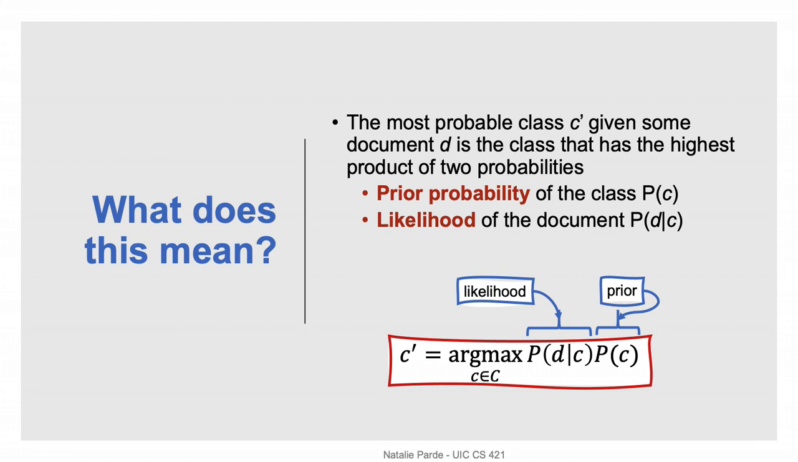A lot of times you'll hear people refer to the two components of this equation as the likelihood, that's the probability of the text instance occurring given the class, and the prior probability, which is just the probability that the class occurs in the training data in general.